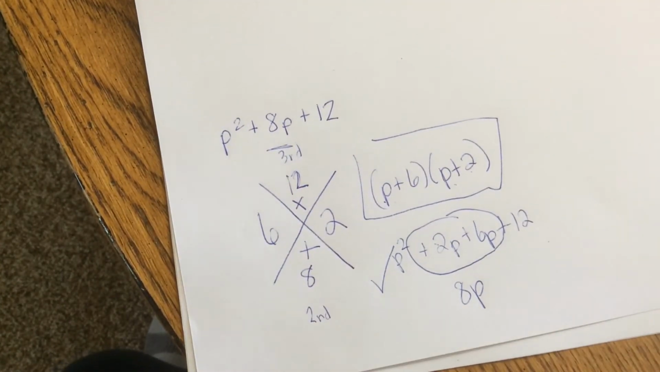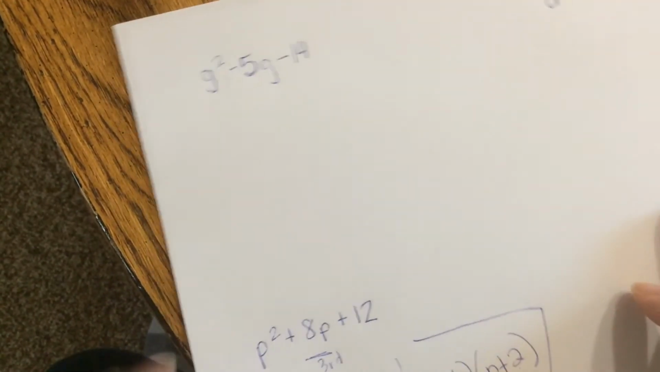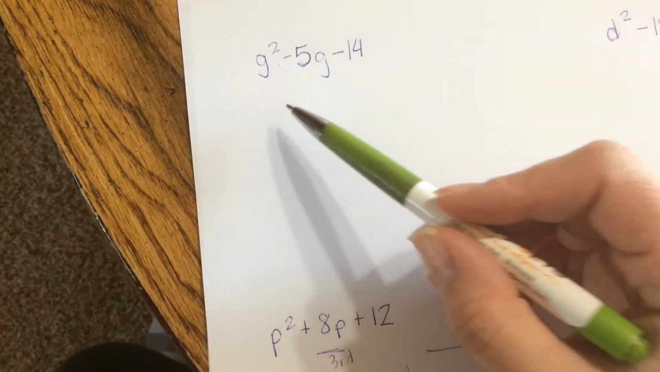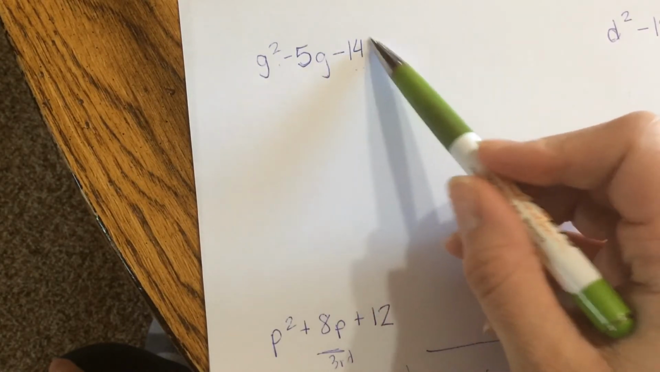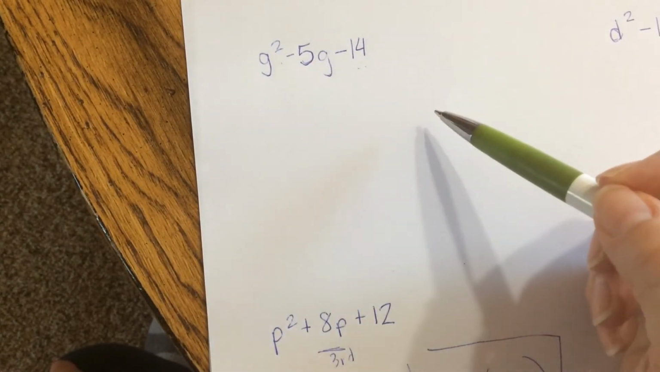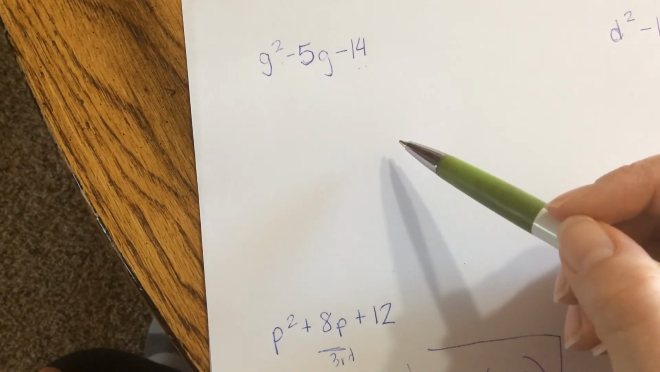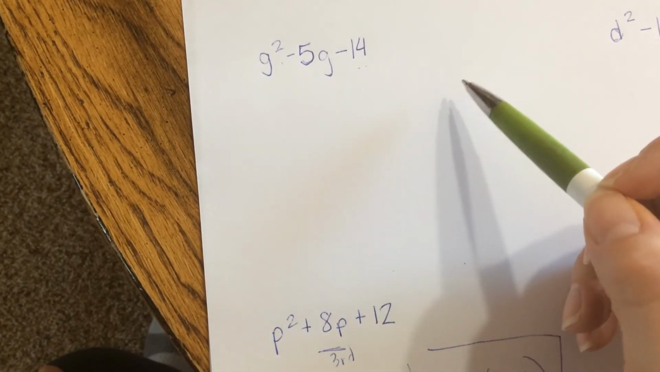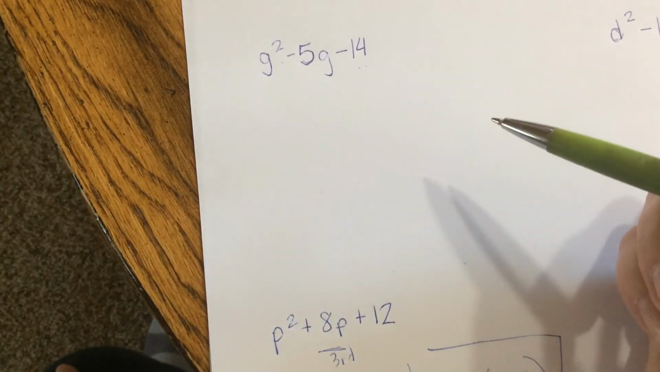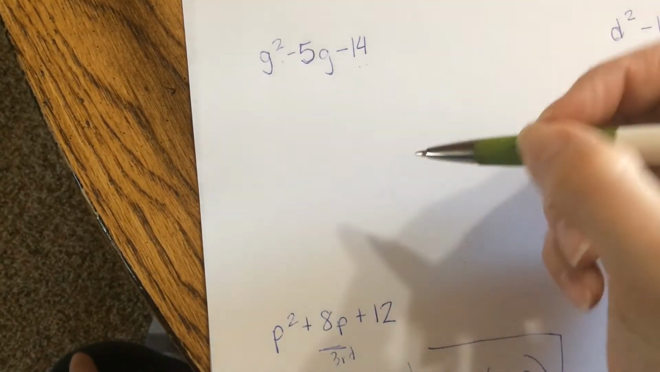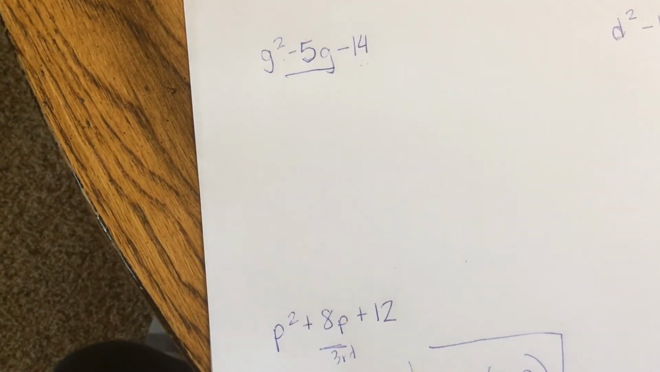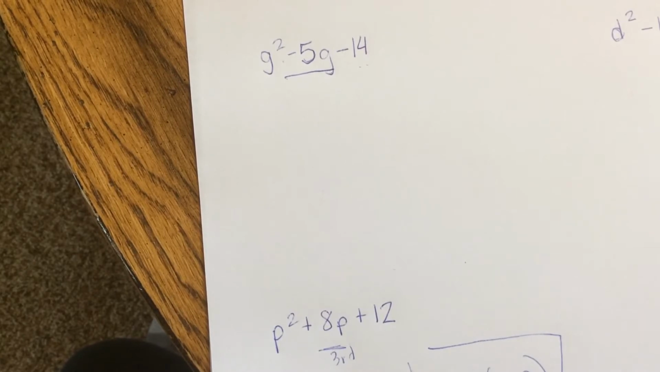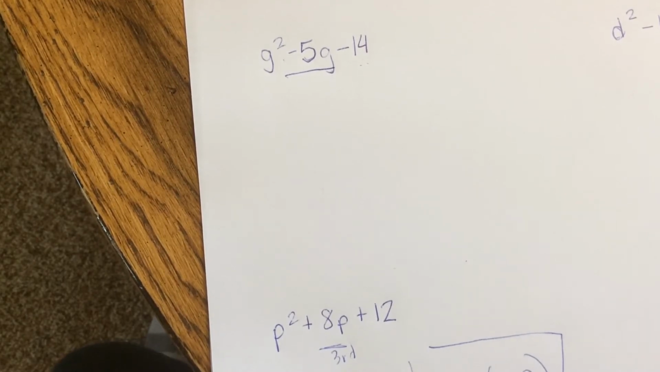They get a little bit more tricky when your third term is negative. So here I have g squared minus 5g minus 14. Since this third term is negative, that tells me I'm going to have one term that's positive and one term that's negative. To figure out if it's going to be your bigger term or your smaller term that's negative, we look at our middle term. In this problem, that middle term is negative, which means my bigger factor of 14 is going to be the one that's negative.